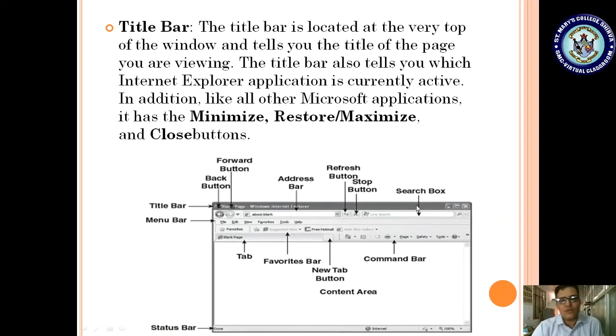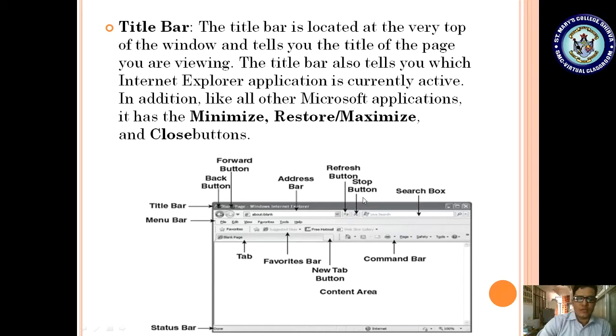Let us see the information provided by Internet Explorer, line by line. First, it is the title bar. The title bar is located at the very top of the window and tells you the title of the page you are viewing. So it always tells whatever page you are viewing. The title bar also tells you which Internet Explorer window is currently active. If I open multiple web pages in multiple tabs, only one web page is active, and that active page will be displayed on your title bar.